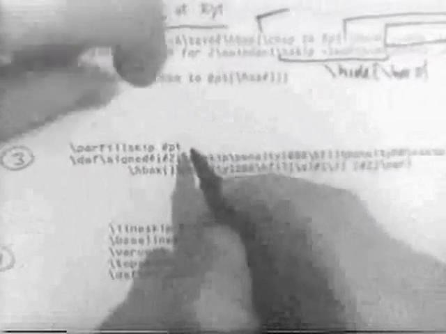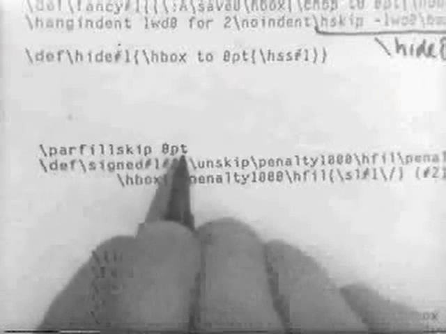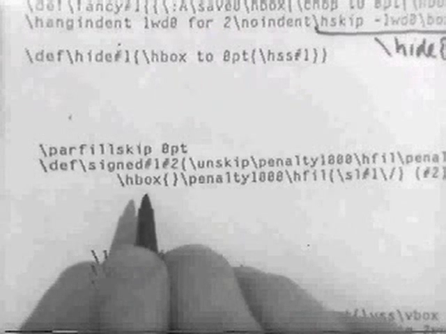First of all, one of the key things is \parfillskip 0pt. The parfillskip is what goes at the end of a paragraph. Now this already makes my macro a little bit non-general. This is going to apply to every paragraph. And so actually in practice, if we're having this where some paragraphs are not going to end with a signature, then we would have to redefine the \par operation so that it would reset parfillskip at the end of the paragraph.